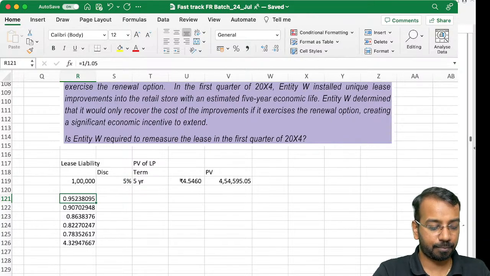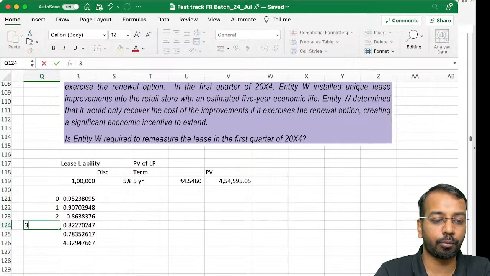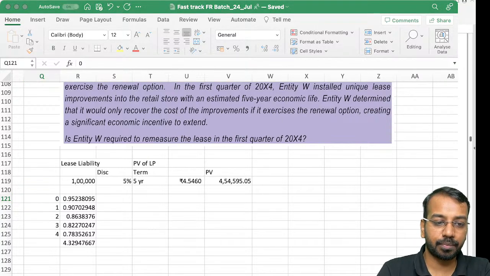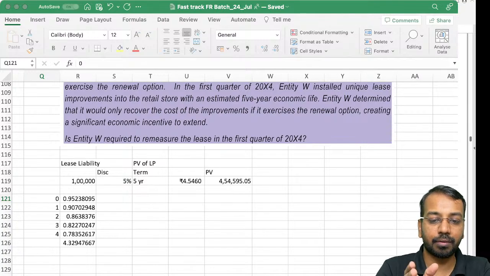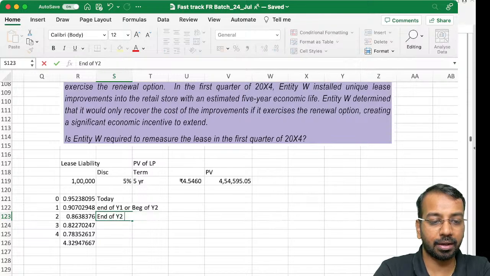Whenever you have payment at the beginning of the year, that is, this is paid at 0, 1, 2, 3, 4. 0 means beginning of the year or beginning of the lease term. 1 means end of the first year or beginning of the second year. So this is today, end of year 1 or beginning of year 2, end of year 2 or beginning of year 3. Like this you have to know.